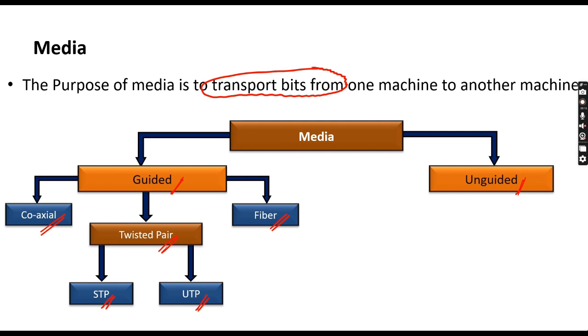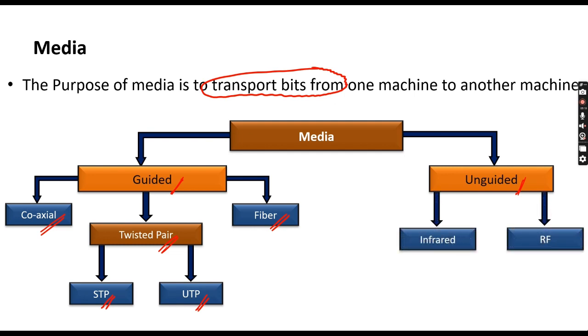Next comes unguided, where wireless media comes into the picture, and here you will find two things, generally infrared or radio frequency. So media is wireless or wired, and you can go ahead and use it. Mostly we are going to cover and talk about the twisted pair cable, where STP or UTP will come into the picture. Now, how do these cables look?